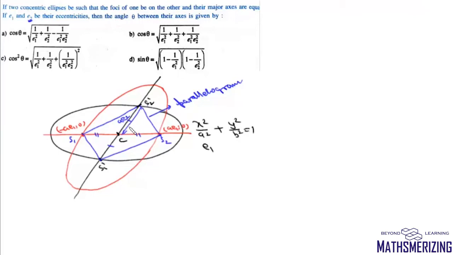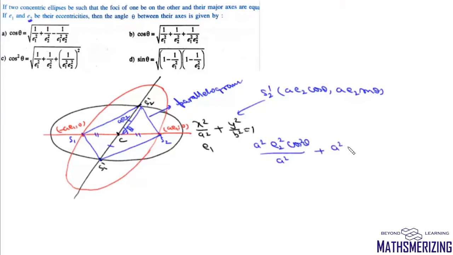Now once we have this distance, we need to find this angle. So we'll take this angle as theta. We can write coordinate of this point S2 dash as AE2 cos theta and AE2 sin theta. Now this S2 dash, it will lie on this first ellipse. So we'll put the value of x and y. So we'll write A square E2 square cos square theta upon A square plus A square E2 square sin square theta upon B square, and this is equal to 1.